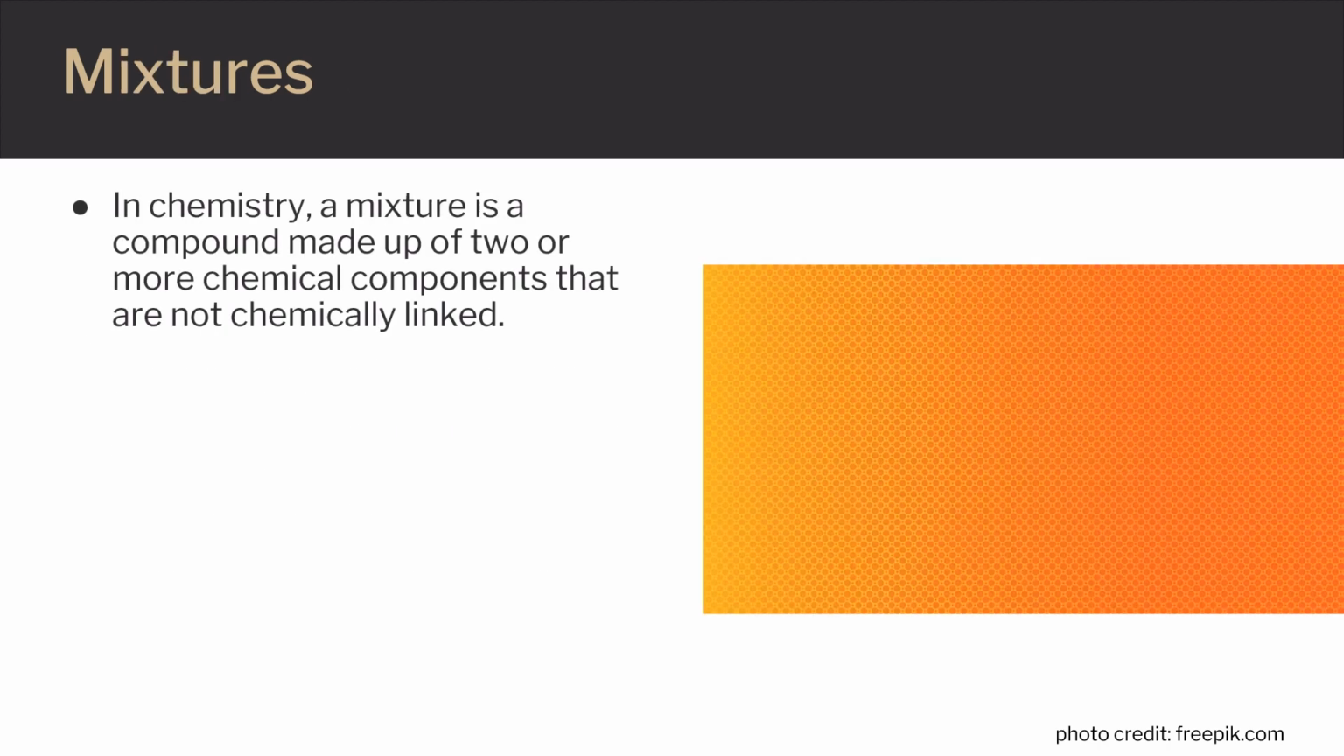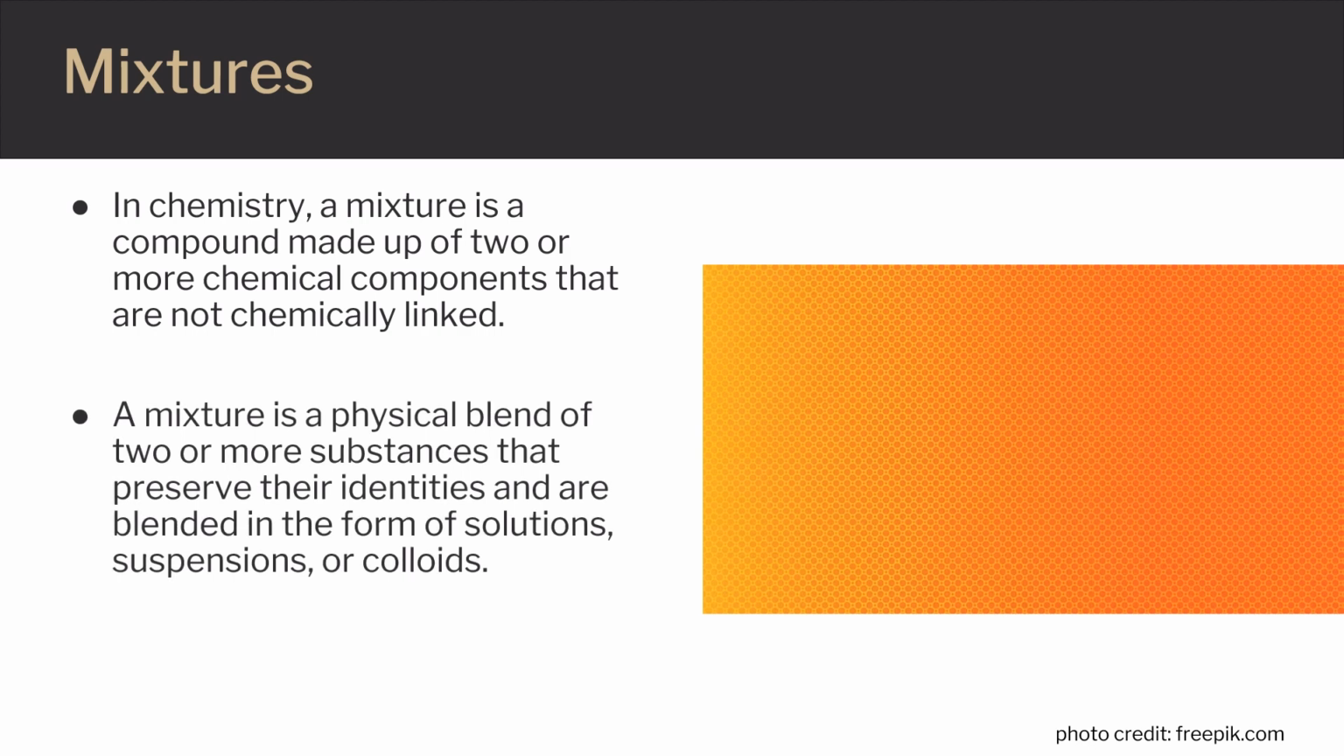In chemistry, a mixture is a material made up of two or more chemical components that are not chemically linked. A mixture is a physical blend of two or more substances that preserve their identities and are blended in the form of solutions, suspensions, or colloids.